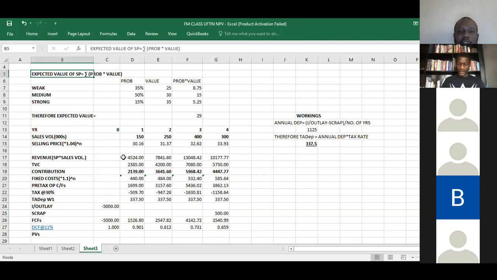Okay, so our present values now will be equal to this cell multiplied by the cell below it. And so we're good.